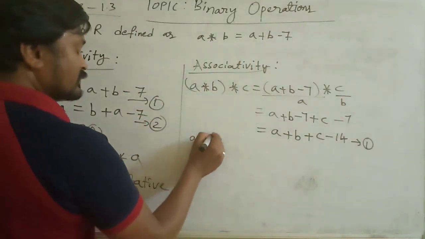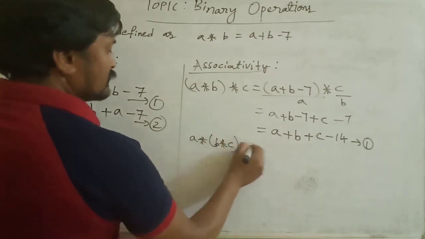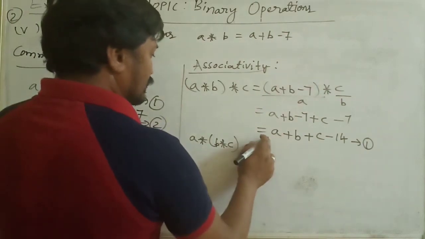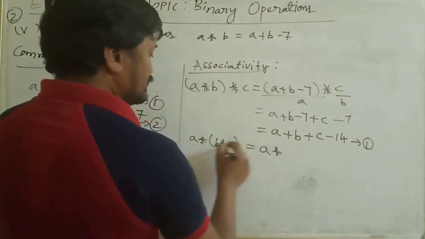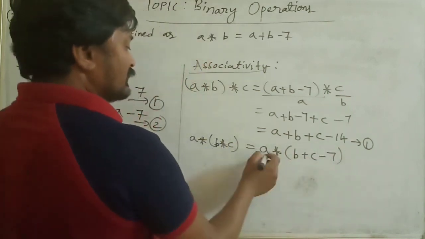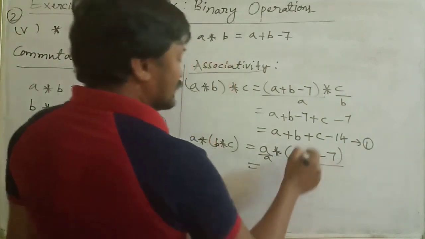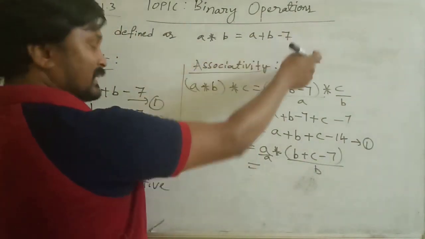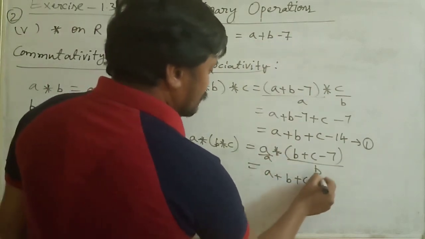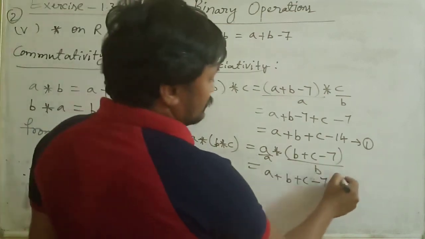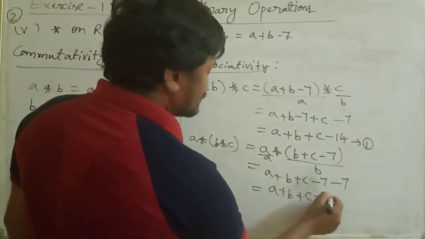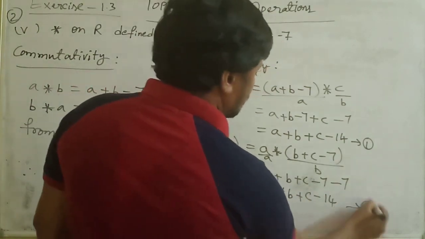Same method now. A star B star C. So A star B means A plus B minus 1. First I'll write A star as it is. B star C means B plus C minus 1. So now again this is A and this full is B. Then again A star B means A plus B minus 1. A plus B means A only, plus B means here B plus C minus 1. So add it, then minus 1. So now A plus B plus C minus 2. This gives equation number 2.